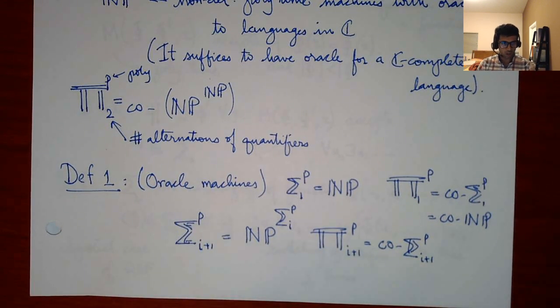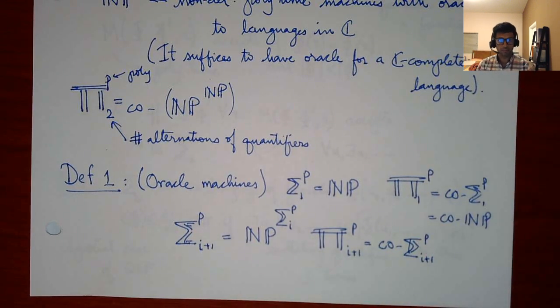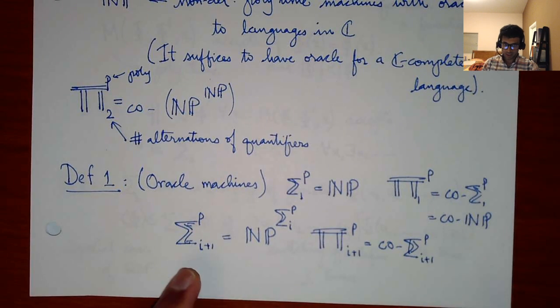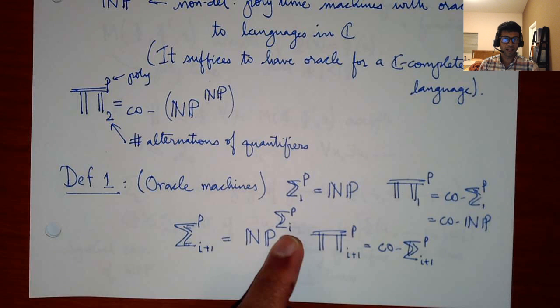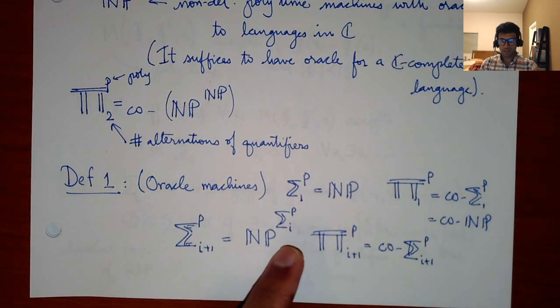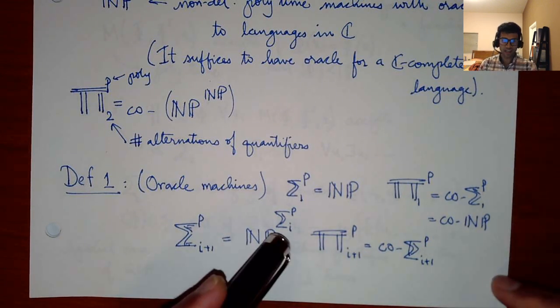We discussed oracle Turing machines that basically can make queries to a language for free, or in unit time. So you define sigma 1 and pi 1, these complexity classes, to be NP and co-NP. That's how we start. And then we say the class sigma i plus 1 is NP to the power sigma i. So what this means is an NP machine, a non-deterministic polynomial time machine, that can make queries to any language in sigma i.